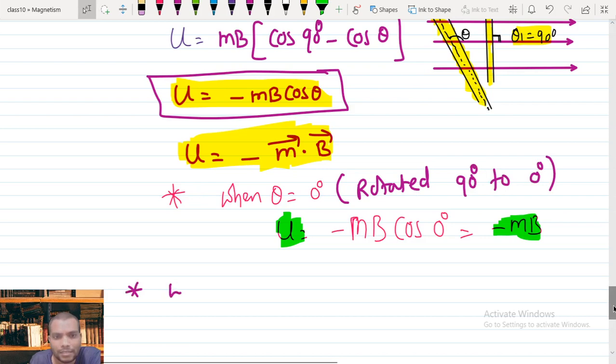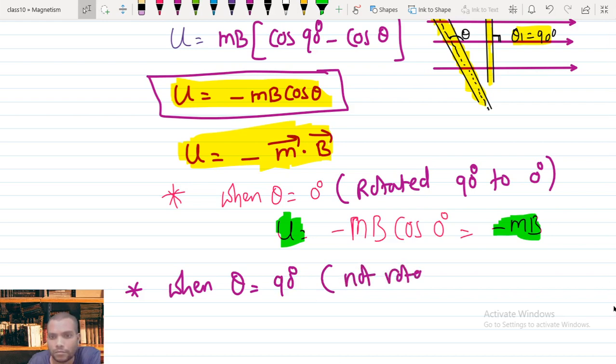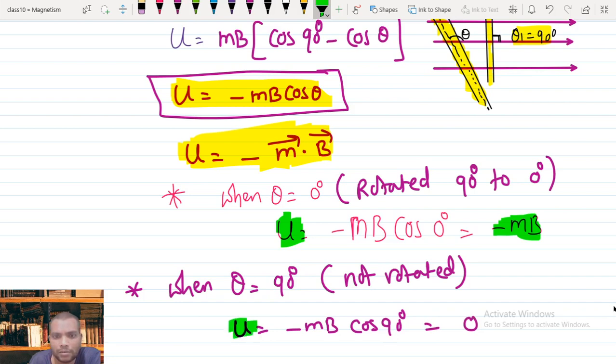Now second case, when theta equal to 90 degree, means you do not rotate. Initially it itself is 90 degree, and now you do not rotate. By the time the potential energy U equal to minus mB cos 90 degree. So cos 90 degree value equal to 0. So the potential energy in this case equal to 0 if theta equal to 90 degree.